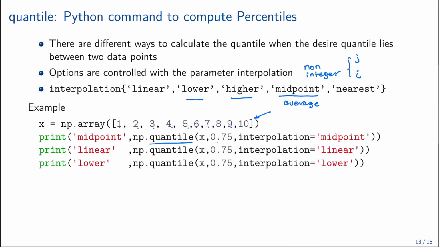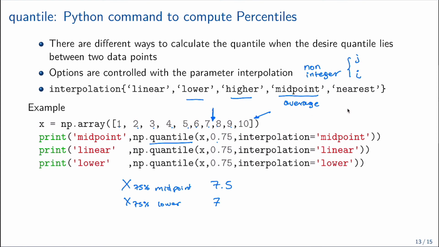So the 75th percentile is right here. The midpoint, x 75 midpoint, is going to be equal to 7.5. So the answer will be 7.5. The lower is going to be 7.